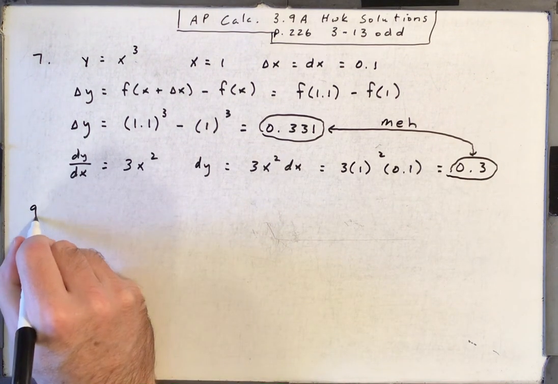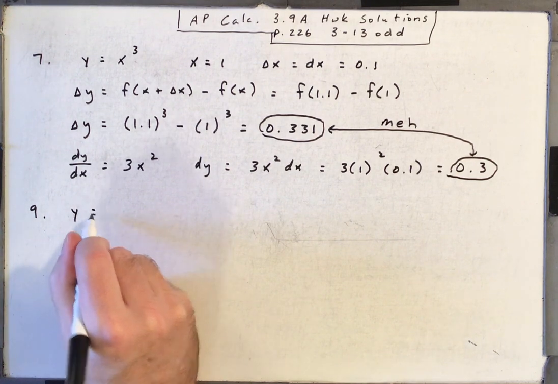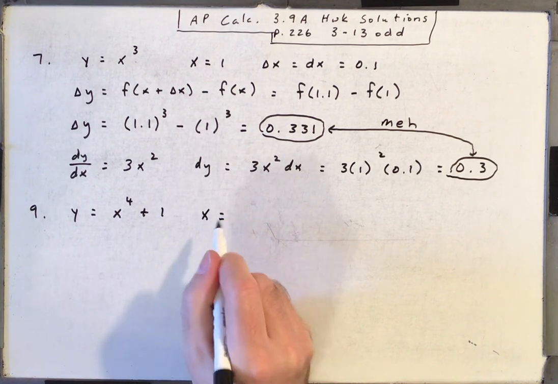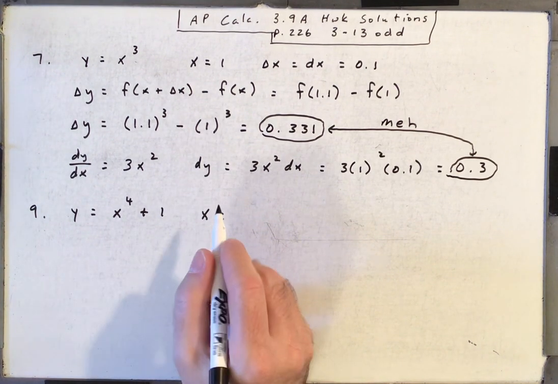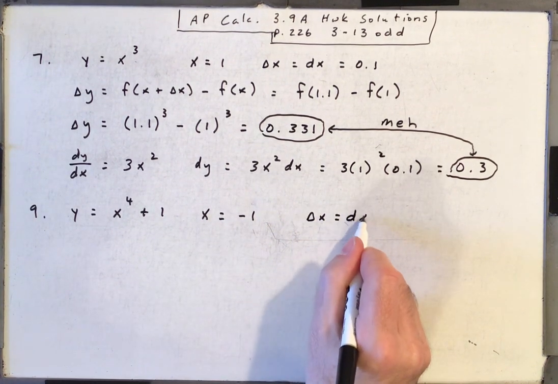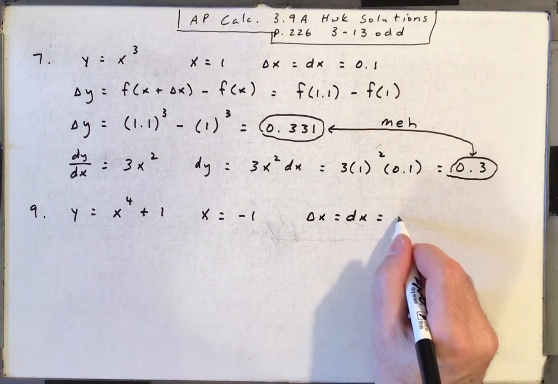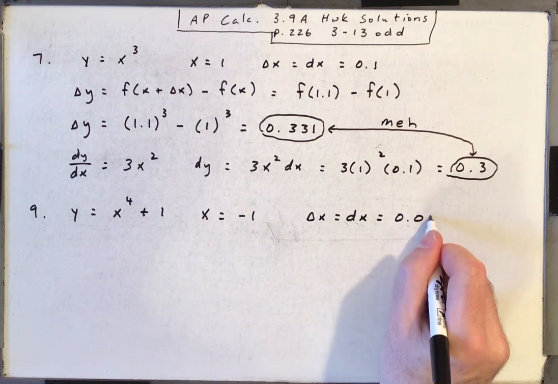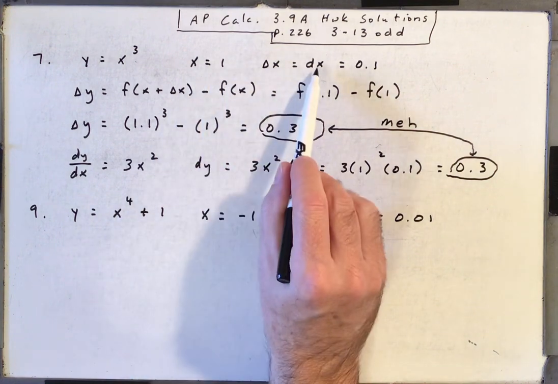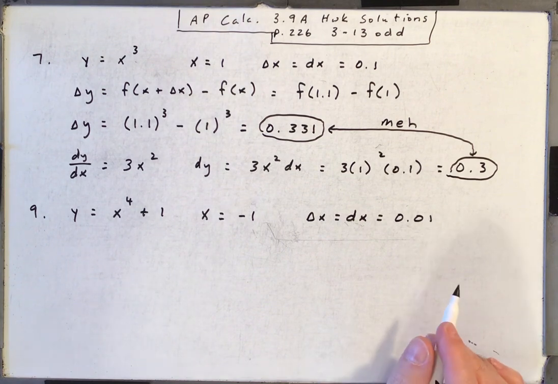Number 9. We have y is equal to x to the fourth plus 1. X is equal to -1. And delta x, which is dx, is equal to 0.01. All right, so this time, instead of 10% difference between x and delta x, it's just a 1% difference. So I'm expecting to be a little closer here.